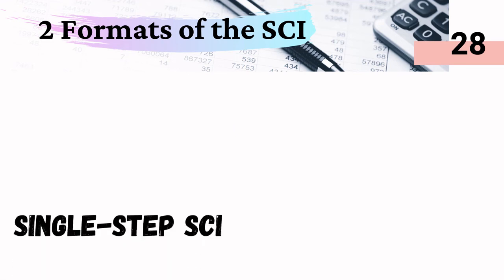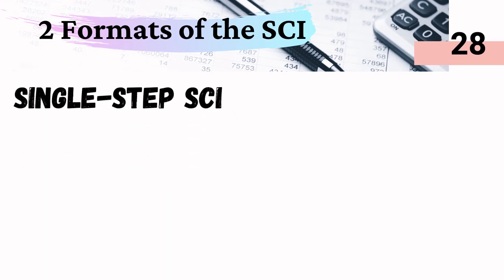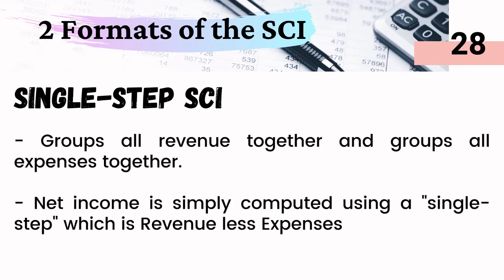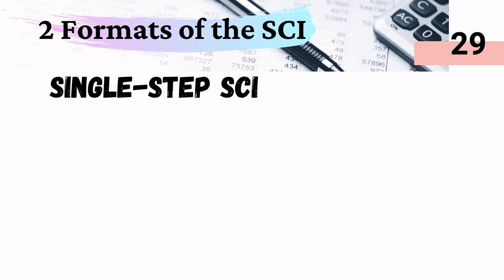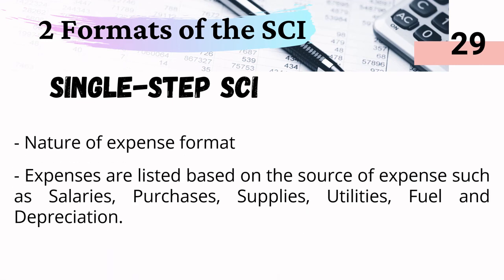There are two formats of the SCI. The first is the single-step SCI. This groups all revenue together and groups all expenses together. Net income is simply computed using a single step, which is revenue less expenses. This is also a nature of expense format, where expenses are listed based on the source of expense, such as salaries, purchases, supplies, utilities, fuel, and depreciation.